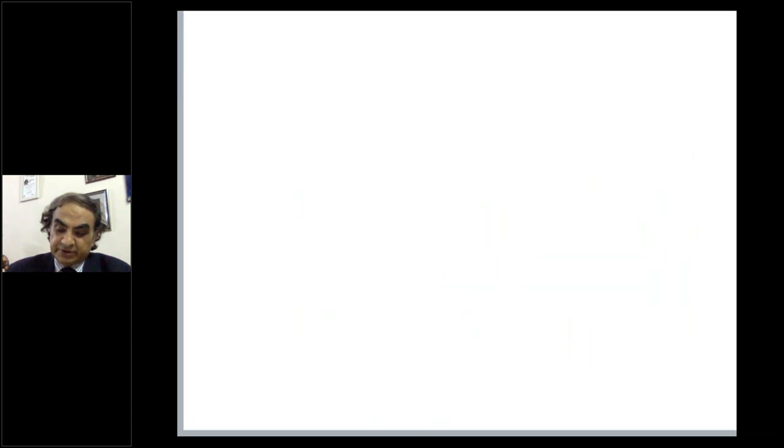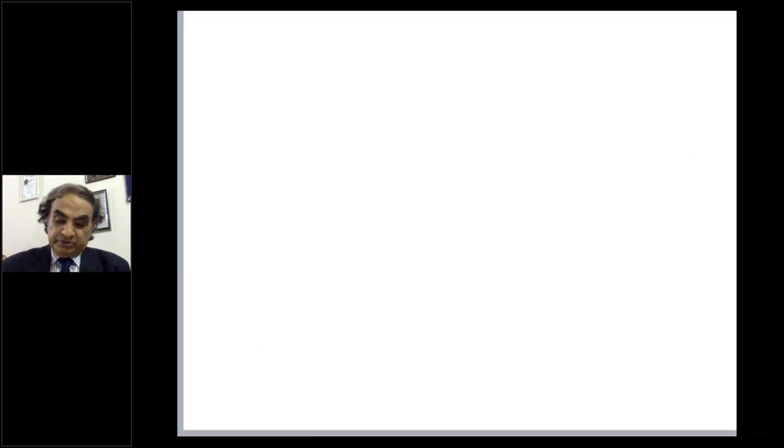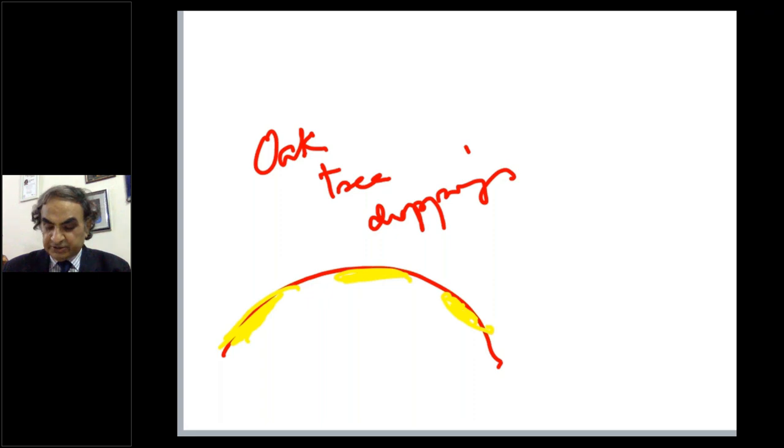Lymphoma would be one good place to do it. And like I mentioned, it will be a useful place for looking at where the peritoneum is. This is where the lesions happen, and then they drop down like this, involving the bowel and other places.